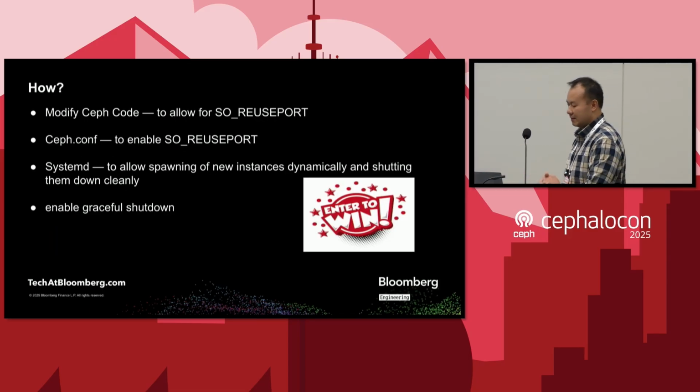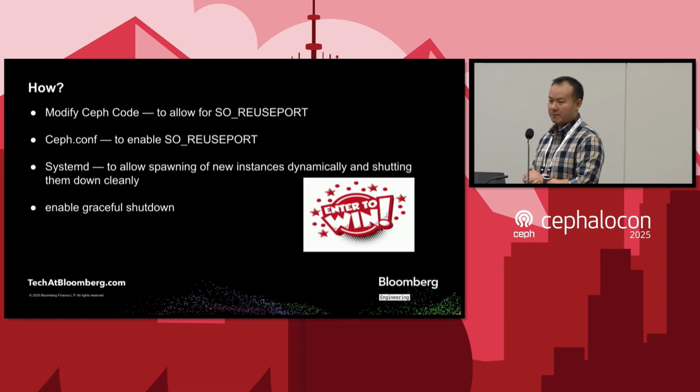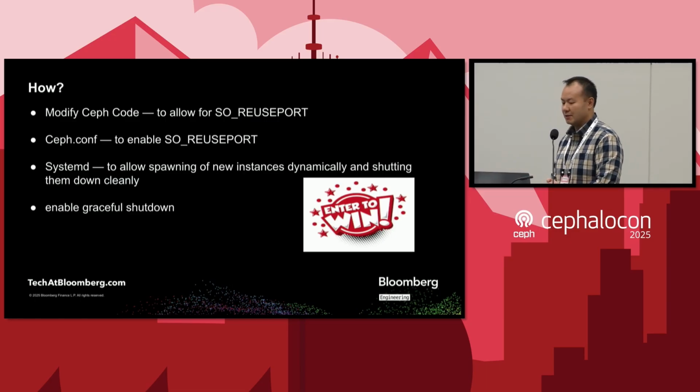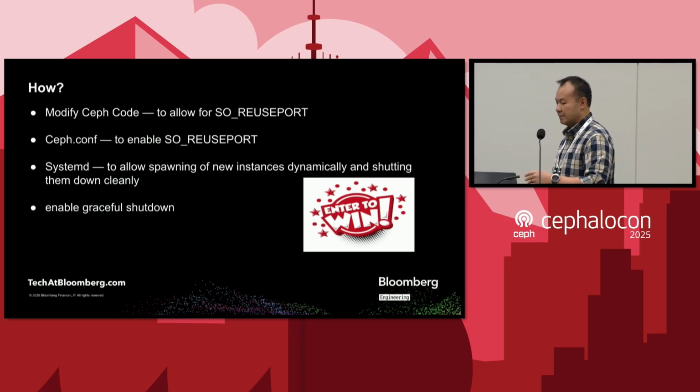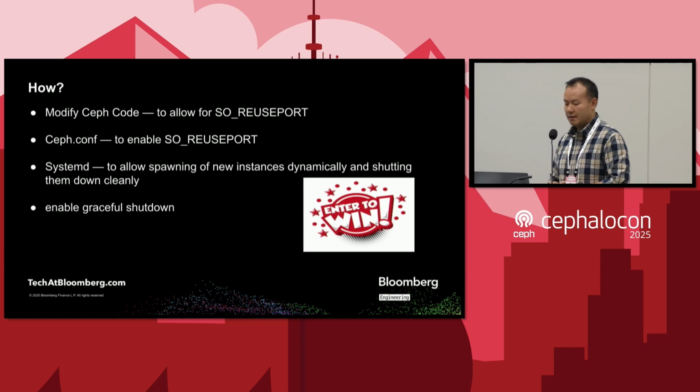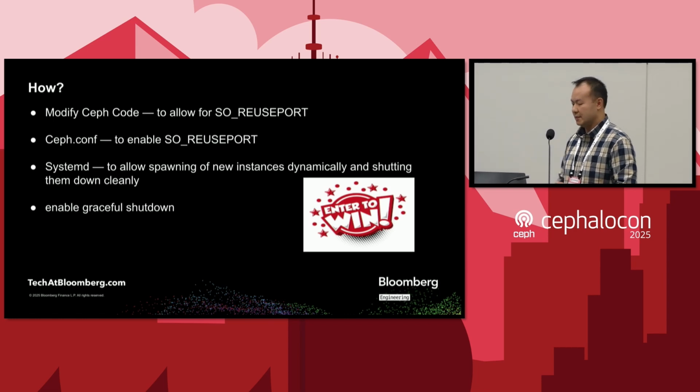Everybody wants to win. So at the high level, you have to modify the Ceph code. You have to modify the configuration. Now, we use Ansible, so that's Ceph.conf specific to our environment. Systemd to allow spawning of new instances dynamically and shutting them down gracefully. And then a graceful timeout for the shutdown.